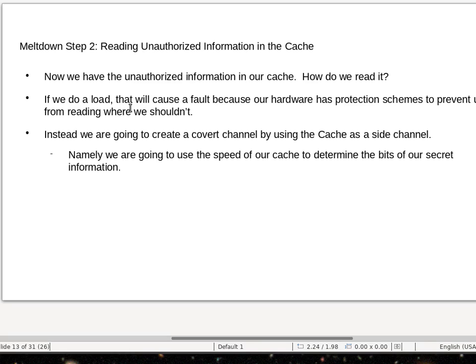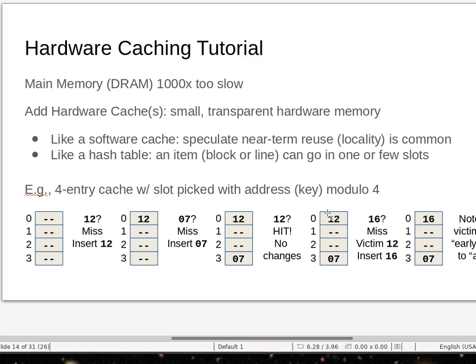Well, we can't directly read it because we have hardware schemes that prevent us from reading it. So we're going to create a covert channel by using the cache as a side channel. Covert channel and side channel are security terms. So let's see how we can do that. Main memory is 1,000 times slower than the cache. So if we try to read from the cache, that'll be fast, and if we try to read from main memory, that's slow.